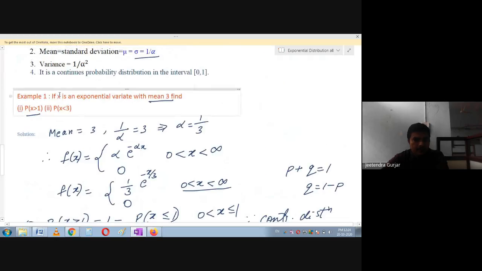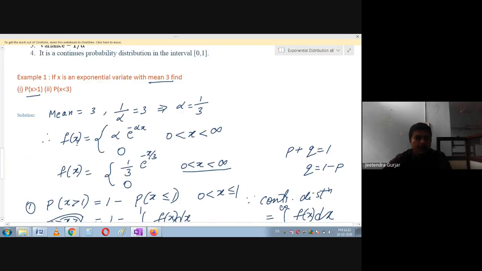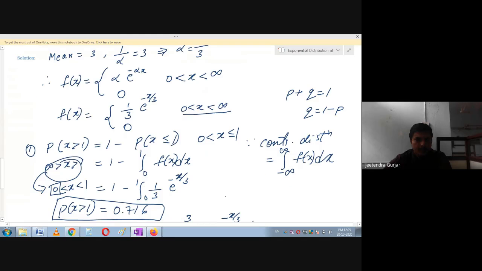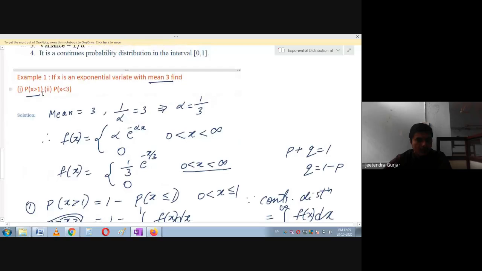See here, if x is an exponential variate with mean 3, find p of x greater than 1 and p of x less than 3. Since the mean is 3, alpha you must take as 1 upon 3. You have to remember this formula for the exponential distribution. Substitute 1 upon 3 here and you will get this. Then they have told you to calculate p of x less than 1.